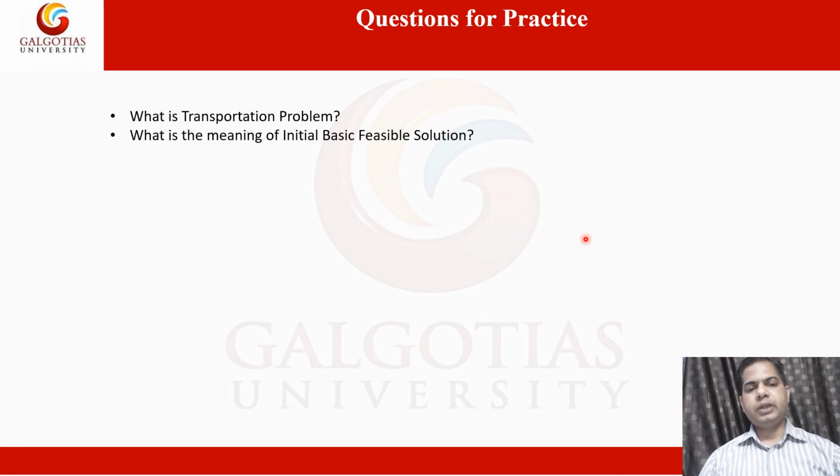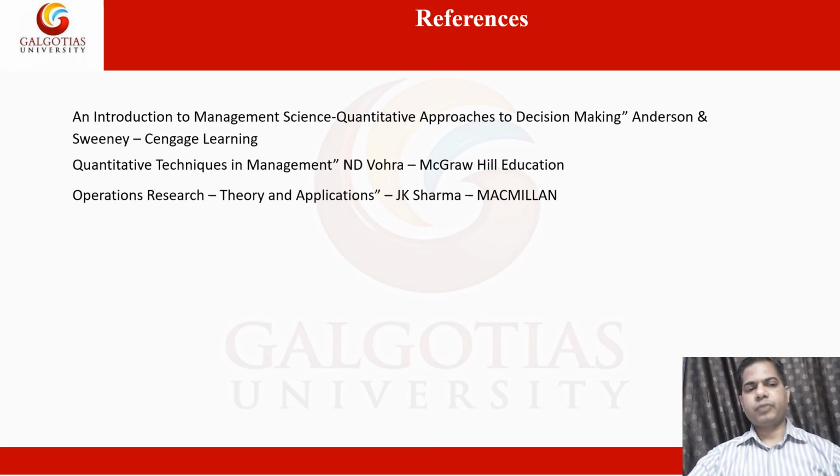And what is the meaning of the initial basic feasible solution? That means it gives me an idea that my cost can be this much. It can be less than this, but it cannot be more than this. So the initial basic feasible solution is basically to get an idea that this route can be followed to get the optimum solution.